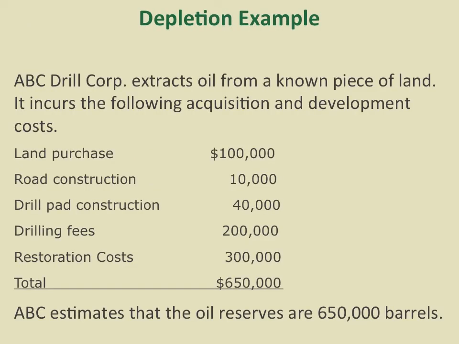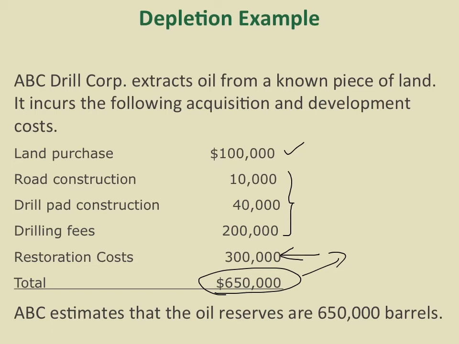Now, let's look at a very simple example here. ABC Drill Corporation extracts oil from a known piece of land. It incurs the following costs. First one is land purchase cost. This is what we call acquisition cost. Then they have this road construction, drill pad construction, drill fees. These 3 costs are called development cost. And also they have this restoration cost. The total cost is $650,000.